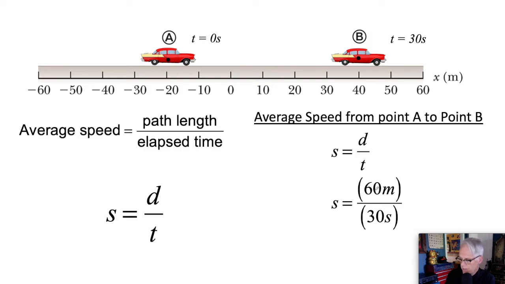So now we divide 60 by 30 and we get 2. Notice that we keep these units here. Meters divided by seconds. So think about what this means. This is telling us that every 1 second the car goes 2 meters.